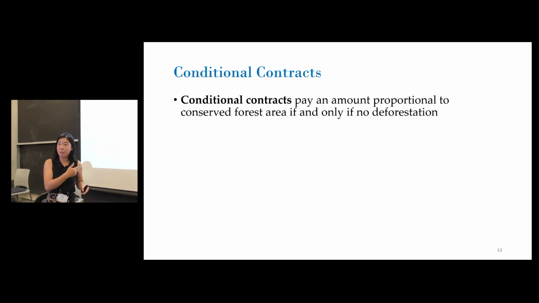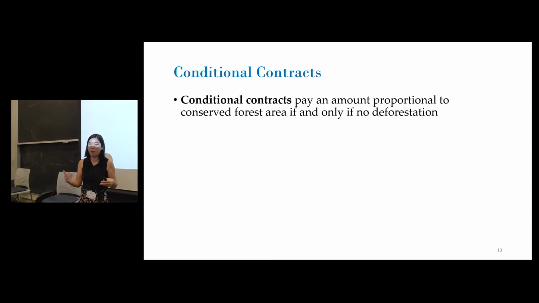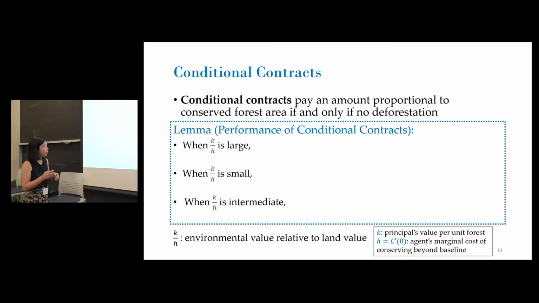And the reason they frame it this way is because today we're looking at just one agent, but really they're writing one set of rules for many agents that are all participating in the same program. Okay. And so how do these contracts perform? Well, actually, the performance of these contracts is going to be split into 3 regimes, and these regimes are going to be governed by this K over H.